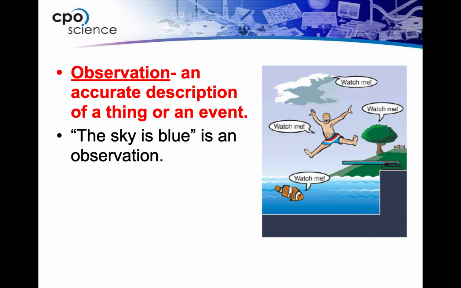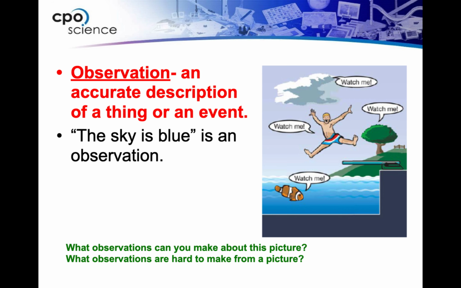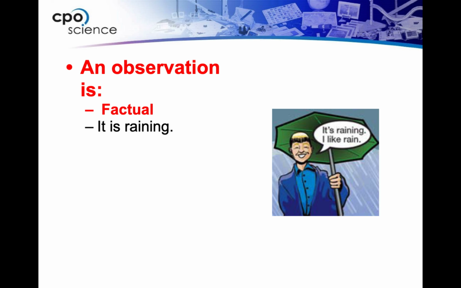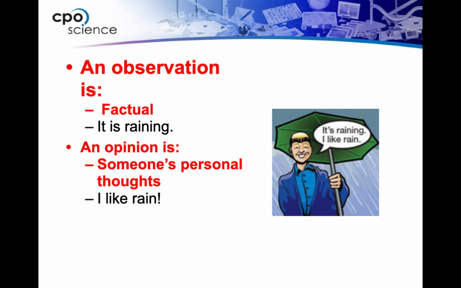So observations are accurate descriptions of a thing or event. The sky is blue is an observation. So make sure an observation is factual. It is raining. It is not an opinion. Observations are not opinions. That is someone's personal thoughts. I like rain. That's not an observation. Opinions are someone's personal thoughts.